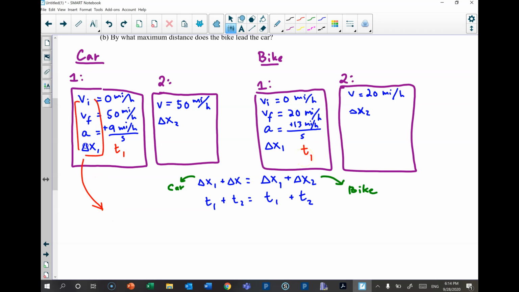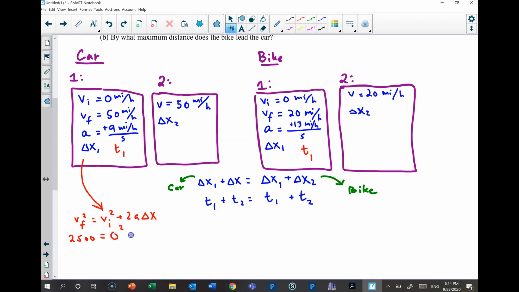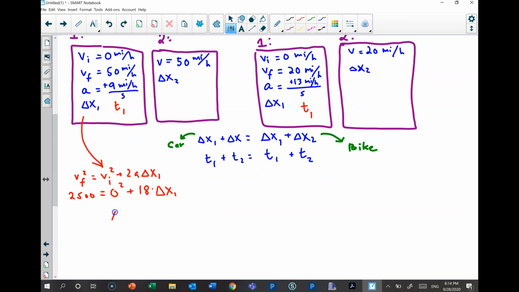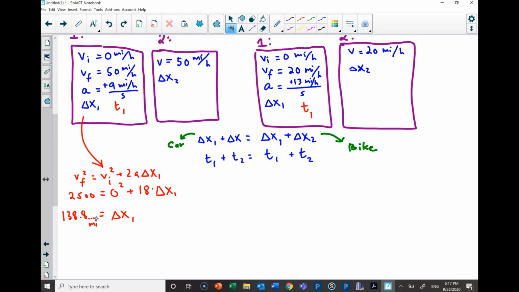Which equation has these 4 things? Look up at your list. It's this one: Vf squared equals Vi squared plus 2a delta x. When you plug in, Vf is 50, square that, you get 2500. Vi is 0. 2 times a is 2 times 9, it's 18. This is the first displacement of the car. When you solve for displacement of the car, what do we get? It comes to 138.8 repeating miles.